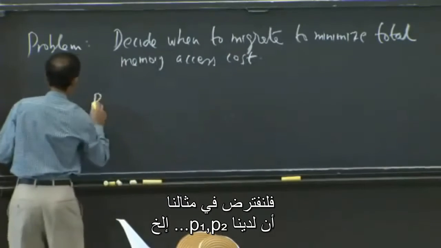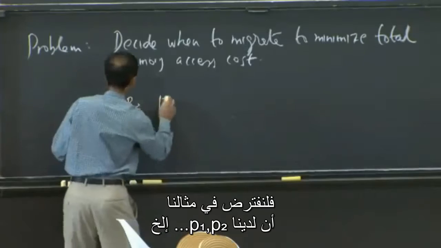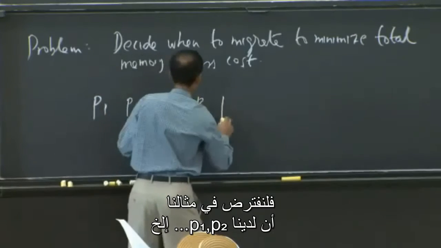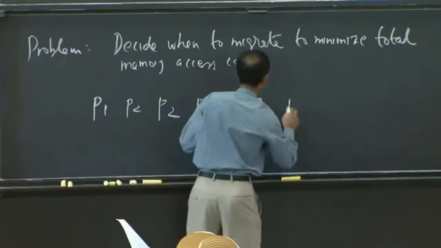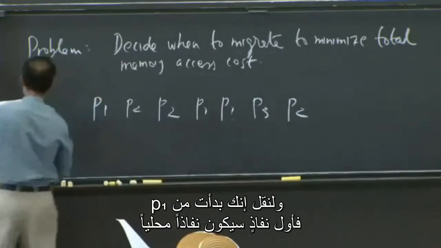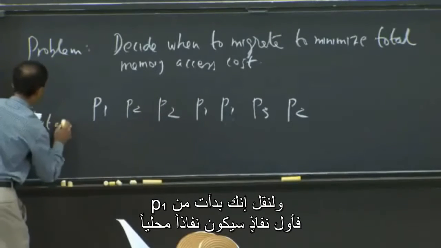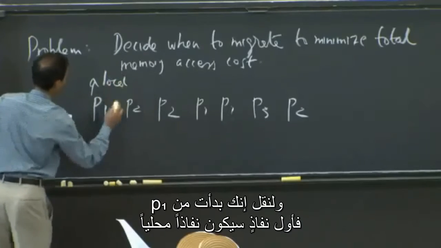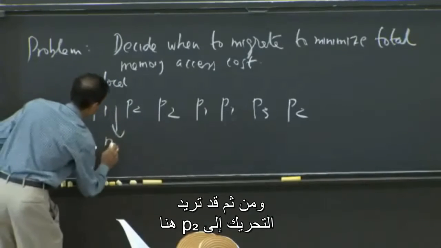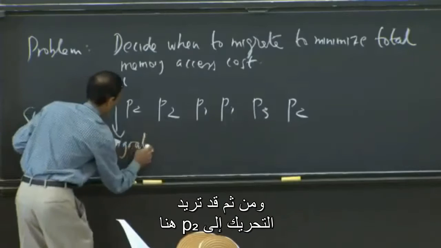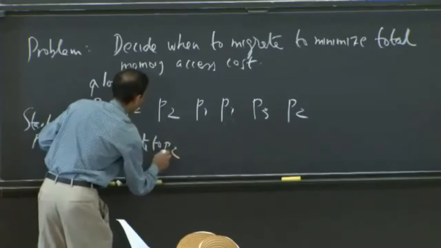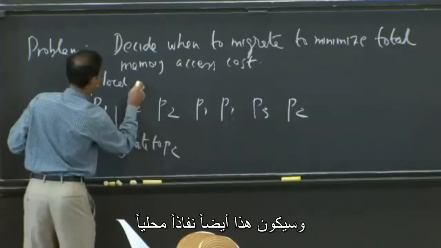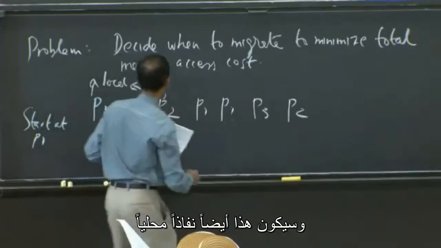So in our example there, suppose we had P1, P2, etc. And let's say you start at P1. This first one would be a local access. And then you may decide that you want to migrate to P2 over here, in which case you get, this is a local access as well, so is this one.